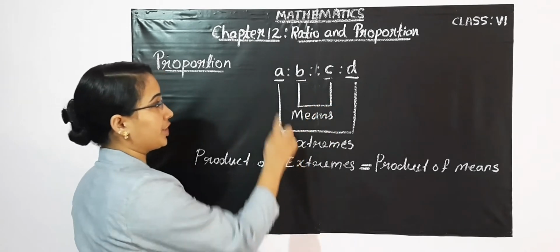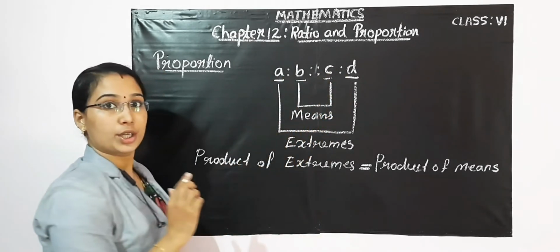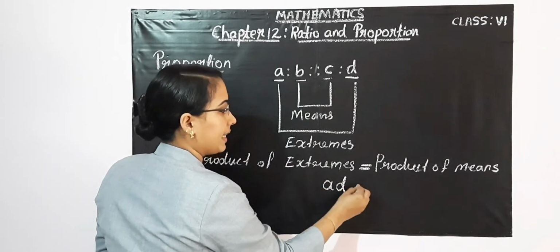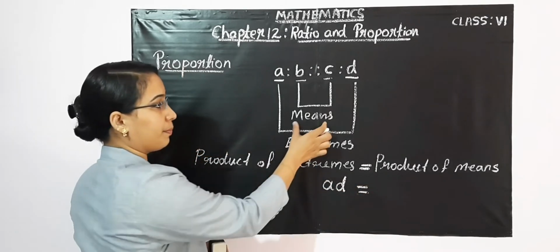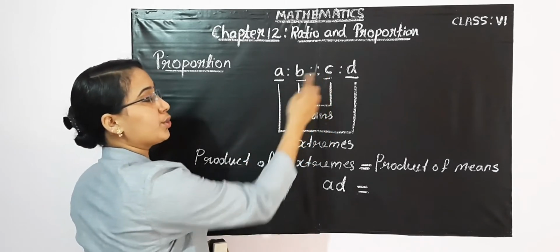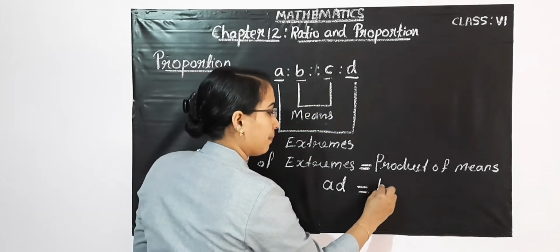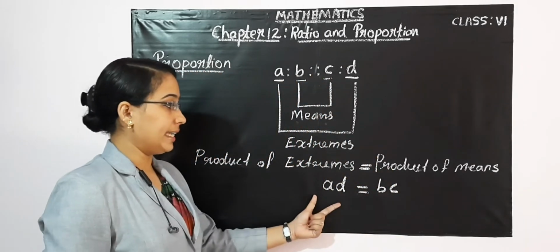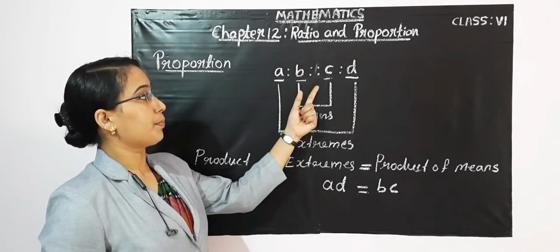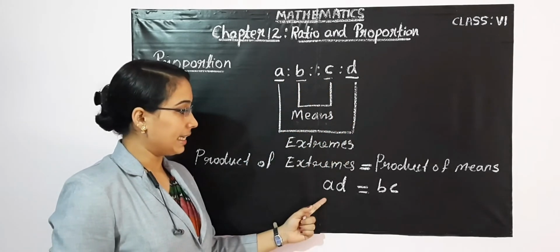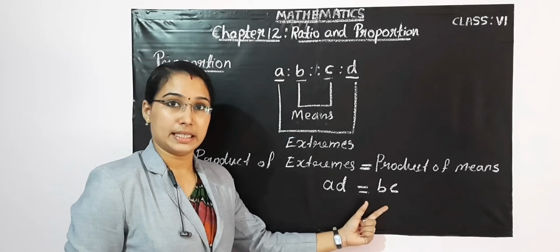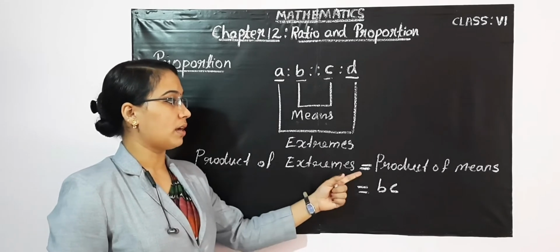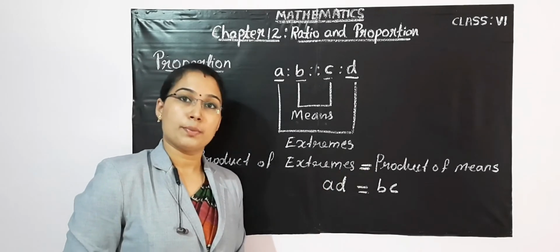So in this proportion, the product of extremes means A into D, so we can write AD. AD is equal to product of means, that means B into C, we can write BC. So if two ratios are in proportion, that means A is to B proportion to C is to D, then AD is always equal to BC. If two ratios are in proportion, their product of extremes is always equal to product of means.